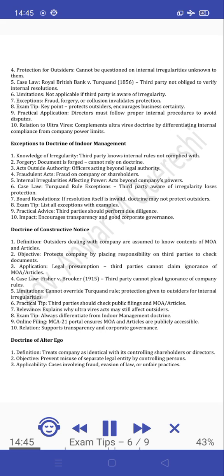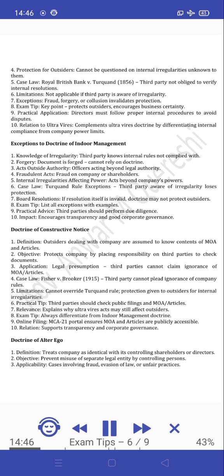6. Limitations. Not applicable if third party is aware of irregularity. 7. Exceptions. Fraud, forgery, or collusion invalidates protection. 8. Exam tip. Key point. Protects outsiders, encourages business certainty. 9. Practical application. Directors must follow proper internal procedures to avoid disputes. 10. Relation to ultra vires. Complements ultra vires doctrine by differentiating internal compliance from company power limits.